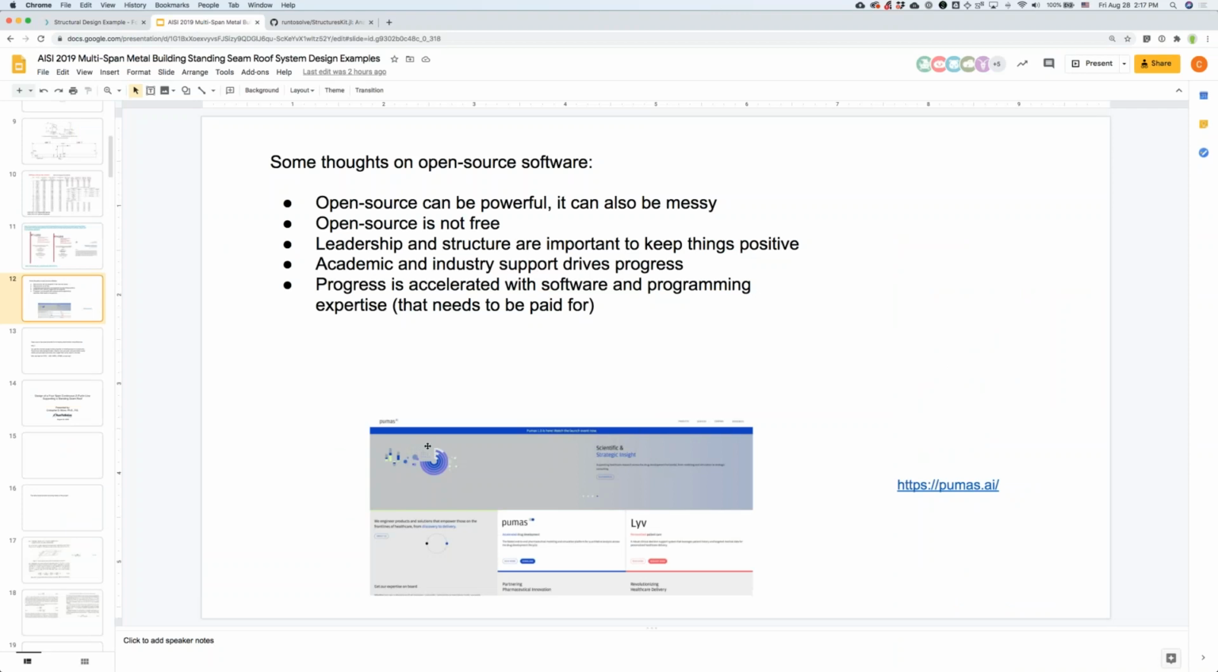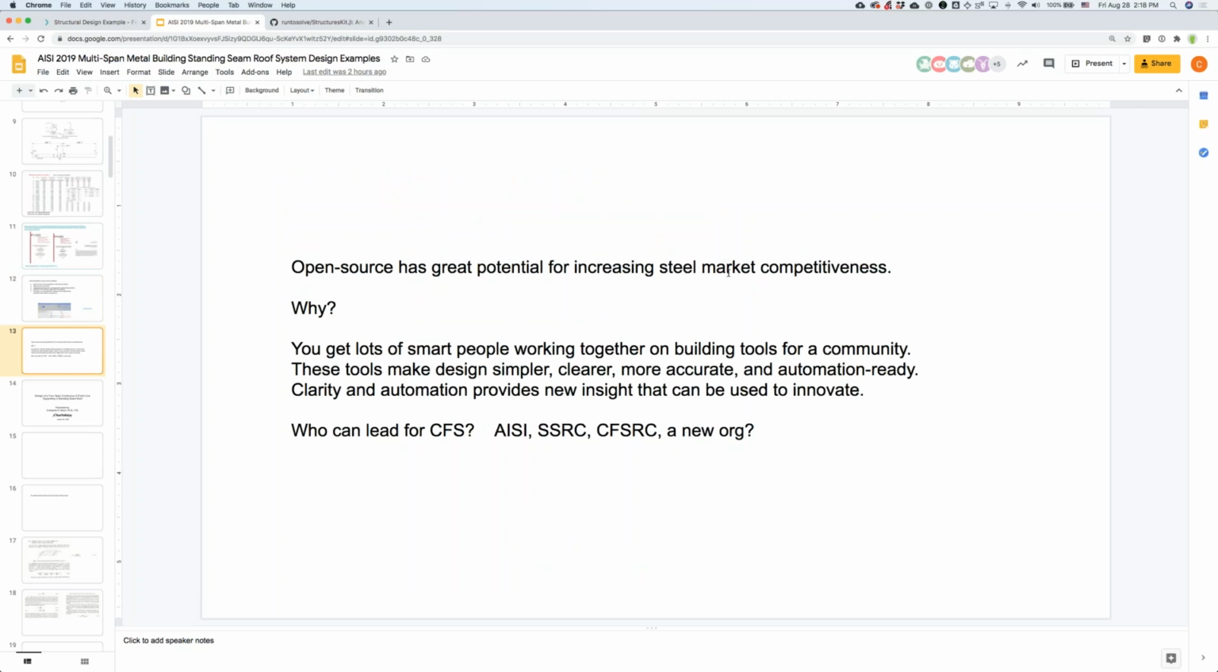And what I've also seen watching the pharmaceutical work advancements in simulation is academic and industry support drives the progress. It's a combination for sure. And progress is accelerated with software and programming expertise. The better people you can get who can optimize and set up structures for running stuff and getting APIs going, that is really a key to where progress meets competitiveness. And so I'll say open source has great potential for increasing steel market competitiveness. And why? Because you get a lot of smart people working together on building tools for a community.